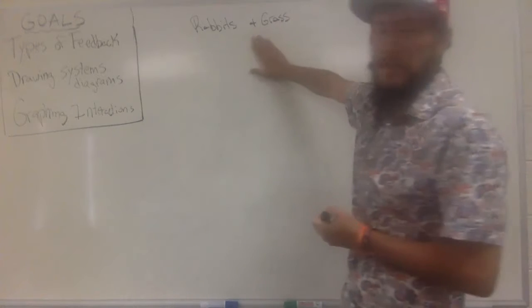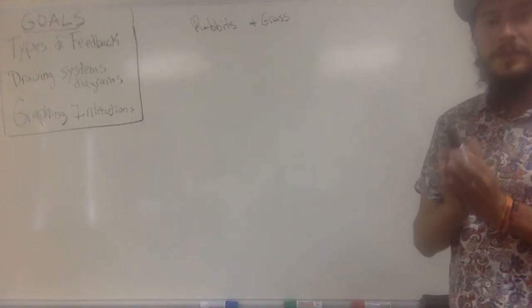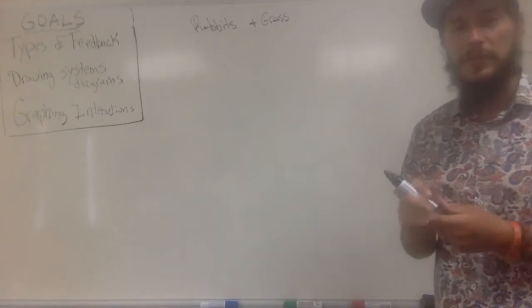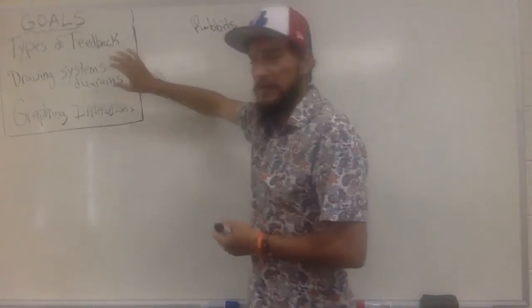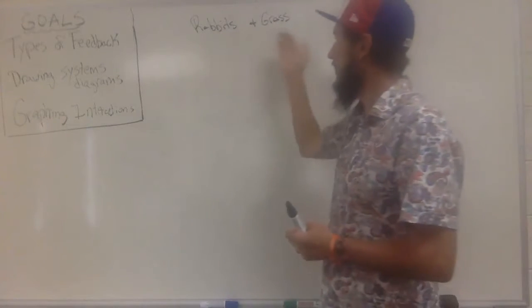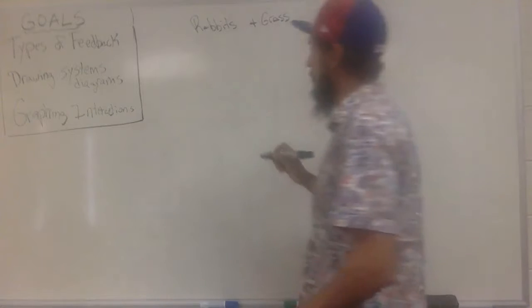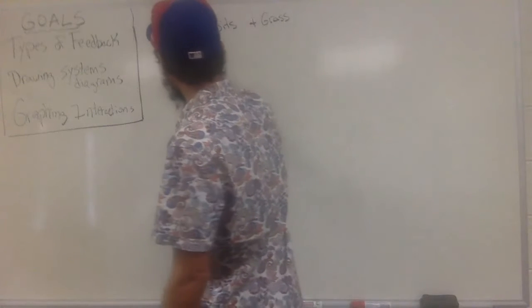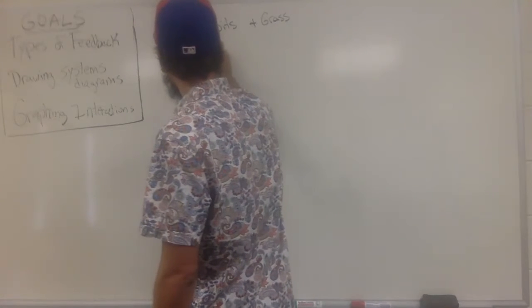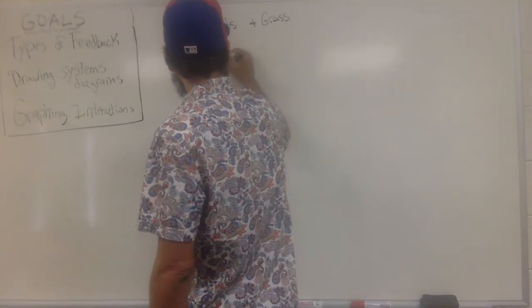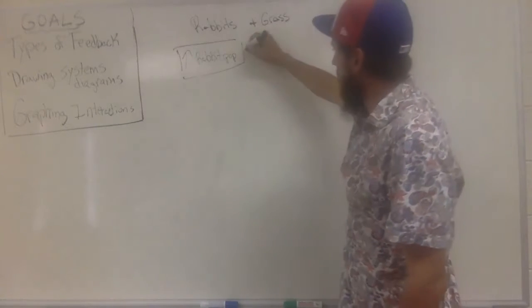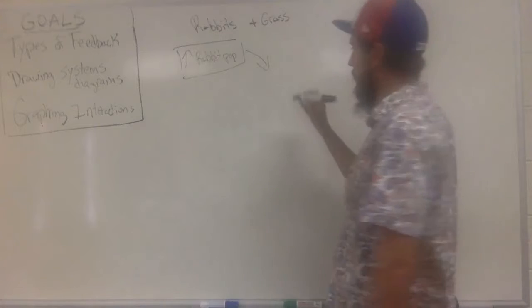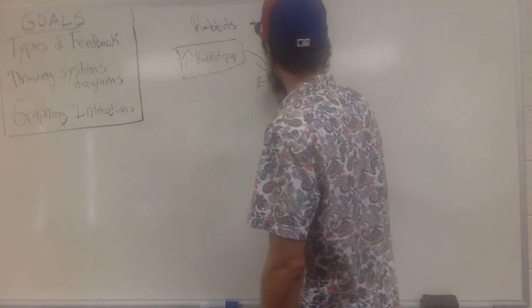So our first example is going to deal with the rabbits and the grass and the wolves simulation that you should have just finished. So we're going to try to create a system diagram of actually what's happening between the rabbits and the grass. So we're going to start with an increase in rabbit population. The rabbits had a bunch of babies that spring. And as they have more rabbits, the rabbits are going to eat more grass.